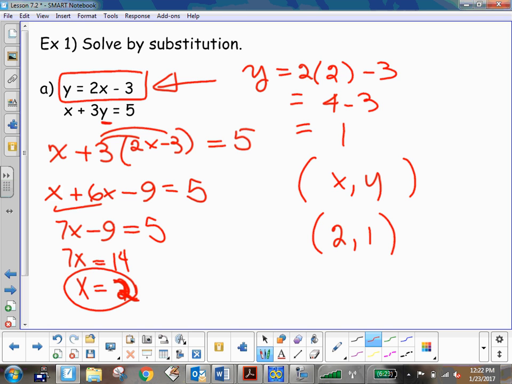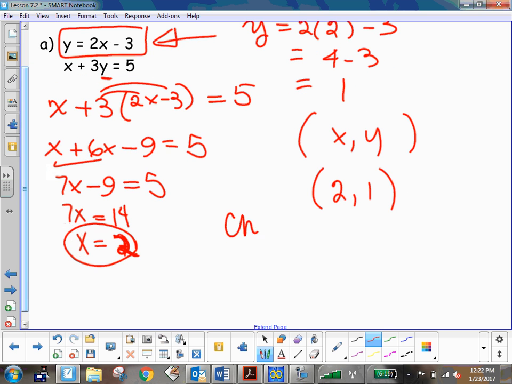Now let's say I have time on a quiz and I want to check to make sure my answer is correct. What do I need to do? Substitute into both. And shouldn't they both work? So for checking purposes, let's say we want to check, because sometimes when we do these by reworking the problem, we make the same mistake over again. So this is an alternate way to make sure that your answers are right.